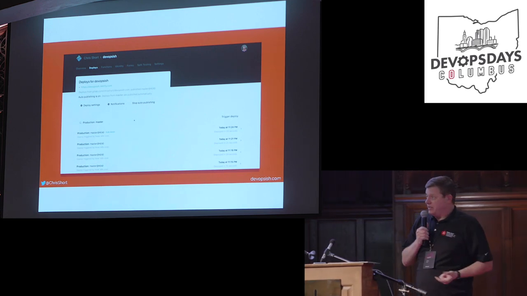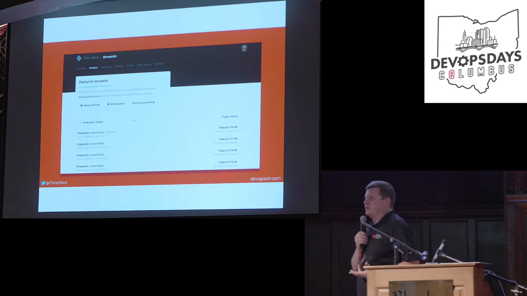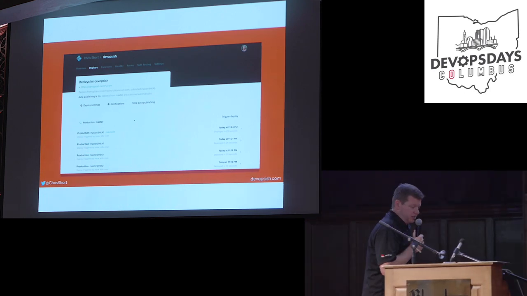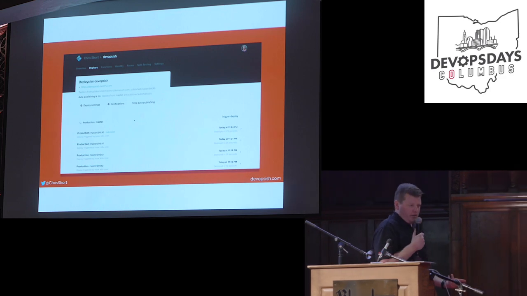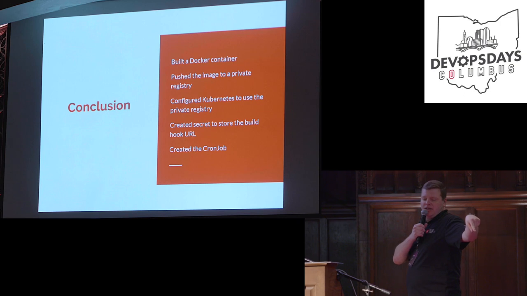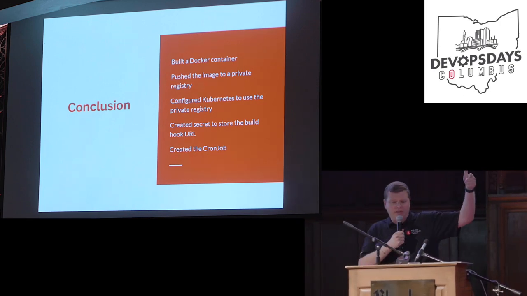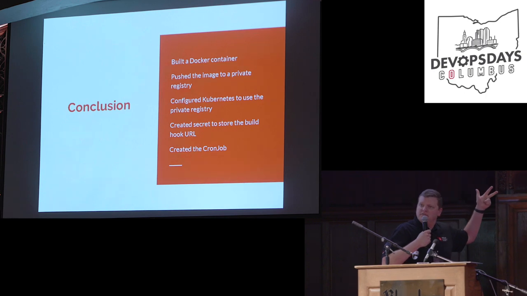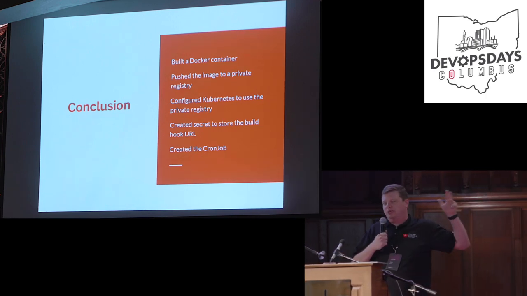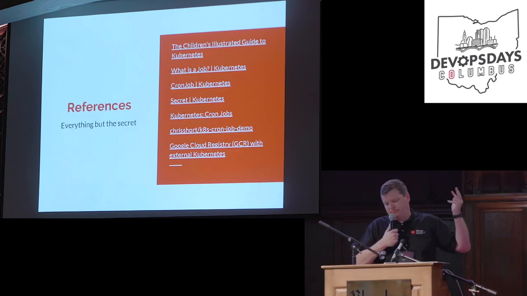Oh, and by the way, this dashboard is also updating as jobs run successfully too. So this is all my evidence. This actually worked yesterday on a cell phone, in a car, driving here. And then, in conclusion, we built a container, pushed to a registry. Kubernetes was configured to use that private registry, created a secret to store the build hook URL. Didn't really show you that because slides, stuff.